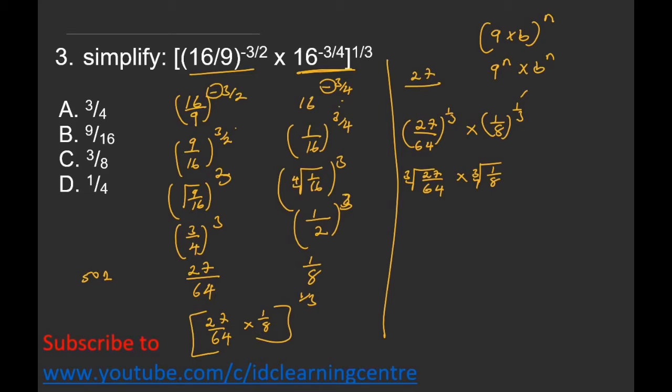So what is the cube root of 27? I think it's 3. And the cube root of 64 is 4. Again, the cube root of 1 is 1, and the cube root of 8 is 2. So at the end of the day, we have 3 times 1, which is 3, and 4 times 2, which is 8. So our answer is 3 over 8.